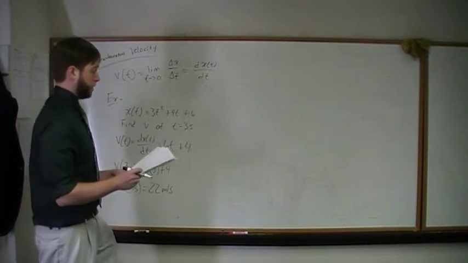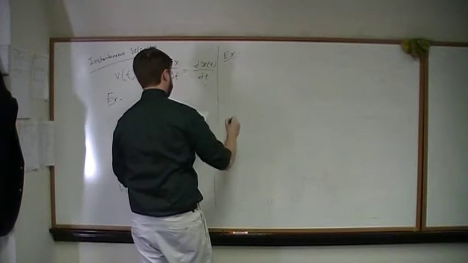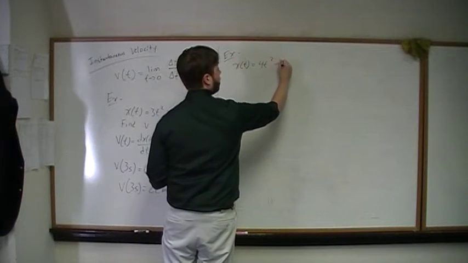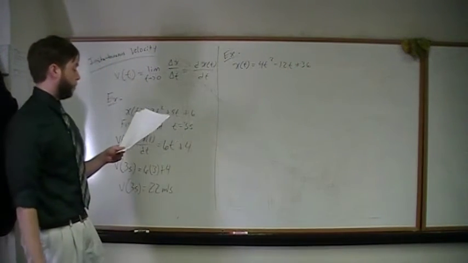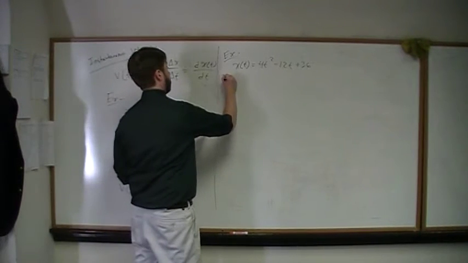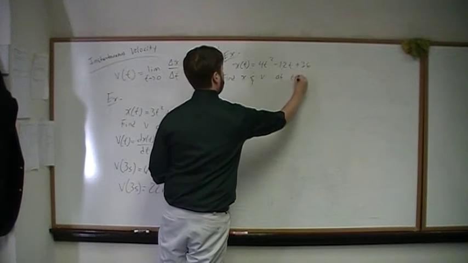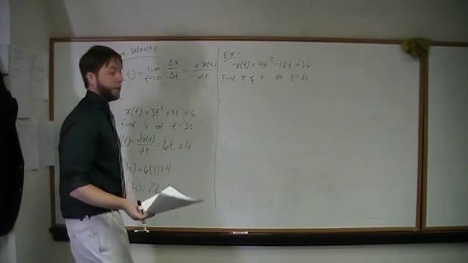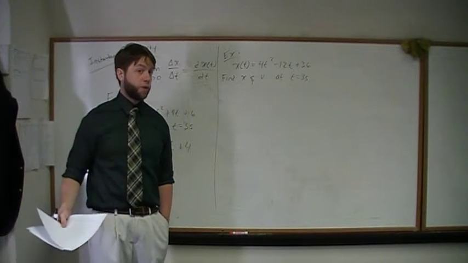Okay? Another example. The position as a function of time is equal to 4t squared minus 12t plus 36. We want to find the position and velocity at t equals 3 seconds. So we want to find both in this case. We want to find the position and the velocity. Again, you can pause the video and actually do this problem if you want some practice.